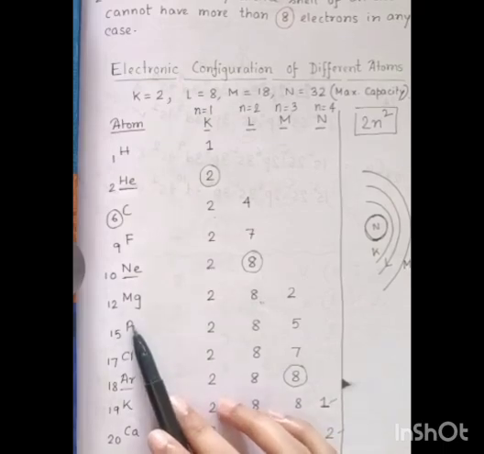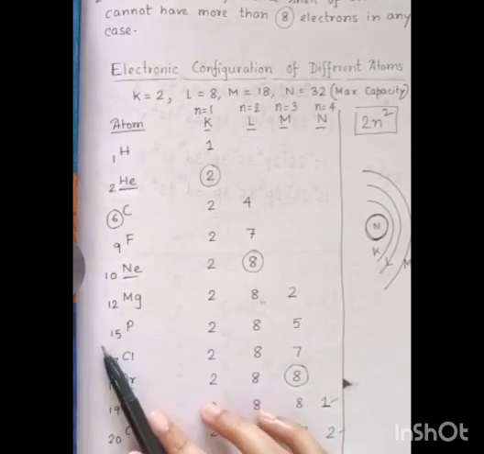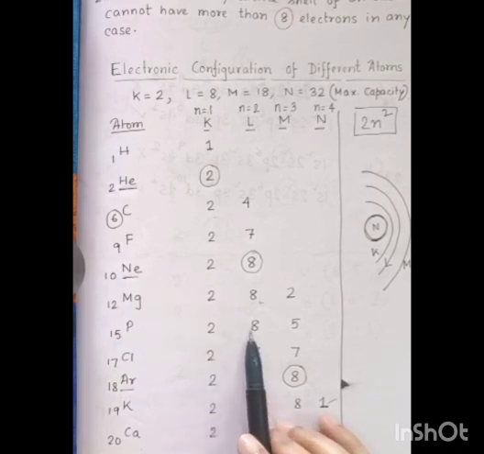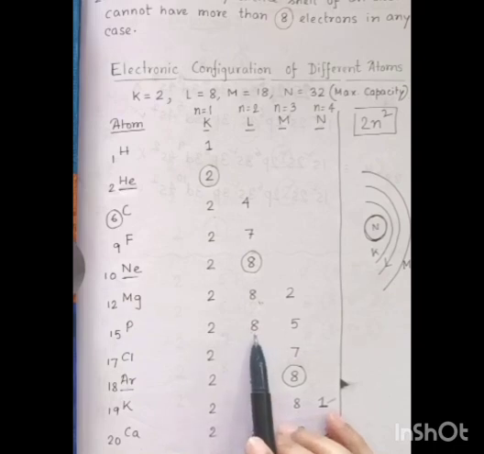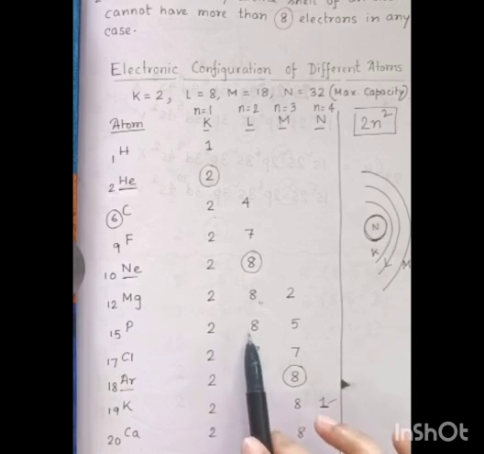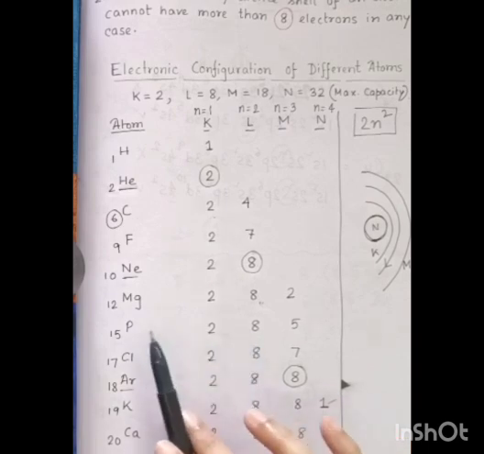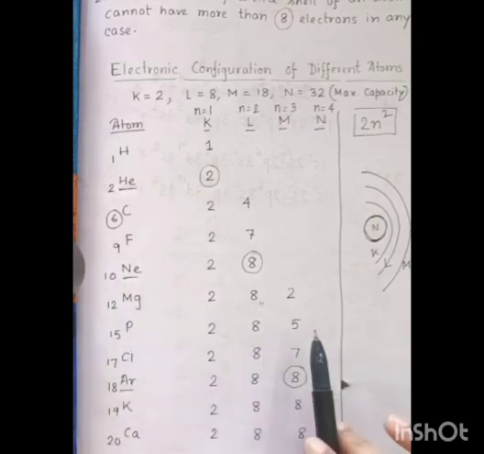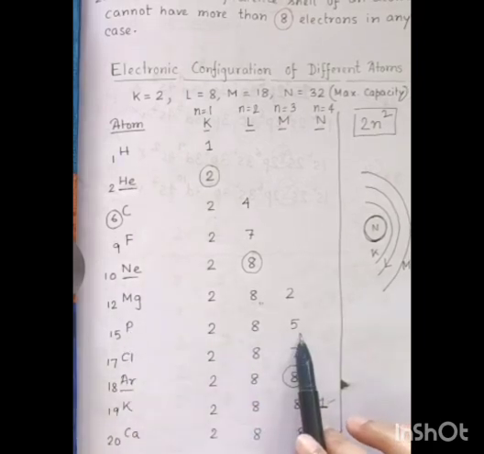For phosphorus, you can see it has 15 electrons. Out of 15, first 2 will enter the K shell. Then 8 electrons will enter the L shell. So after entering 8 electrons in the L shell, now 8 plus 2, 10 electrons are already filled. So how many electrons are left with phosphorus? 5 more electrons, which will definitely enter the third shell, that is M shell.